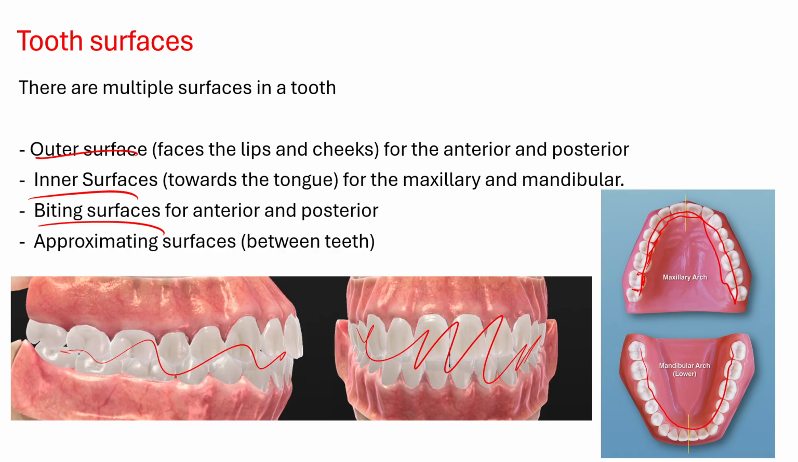And the biting surface is the surface of the tooth that you use to cut something or to chew something. And it's different for the anterior and the posterior. So it's just this part right there. Approximating surfaces is just the surfaces between the teeth.